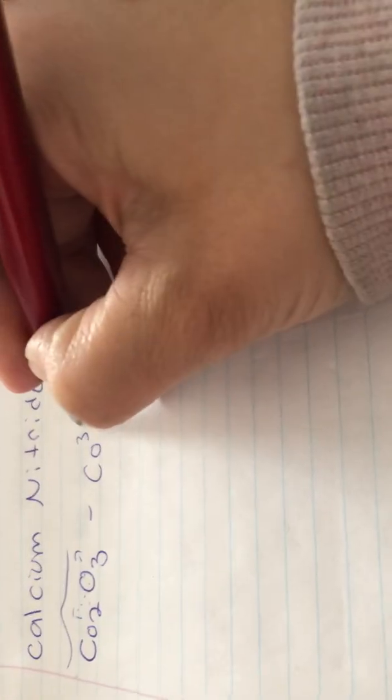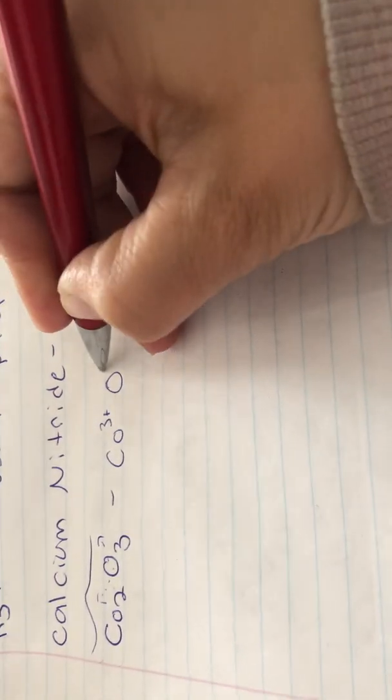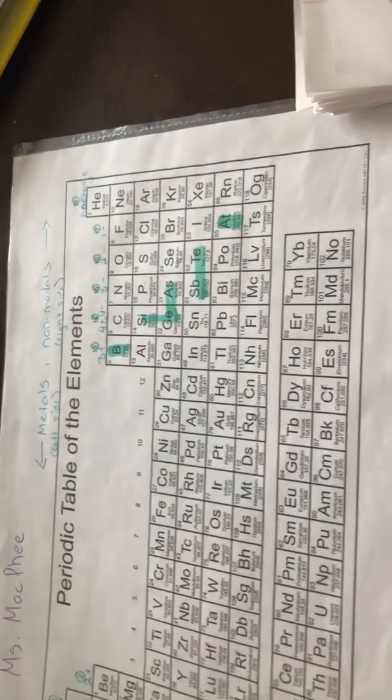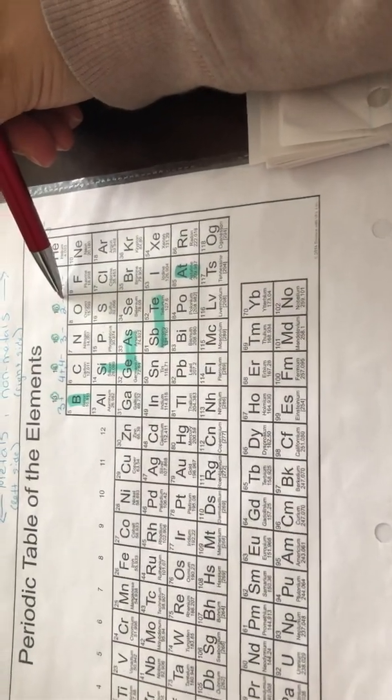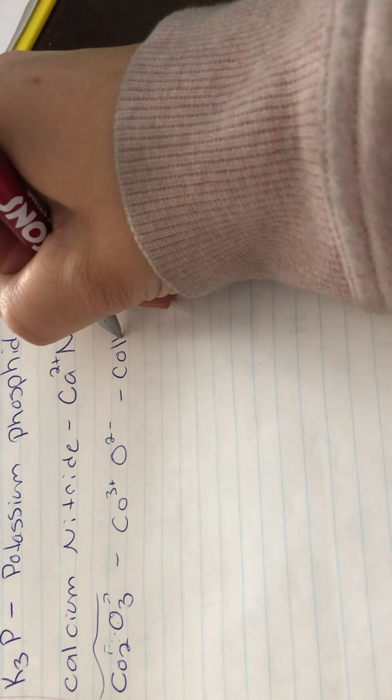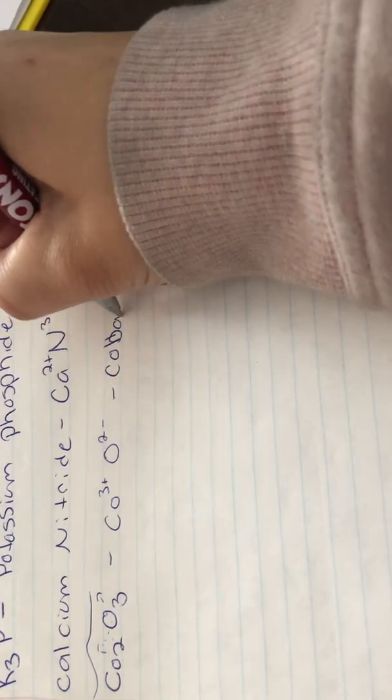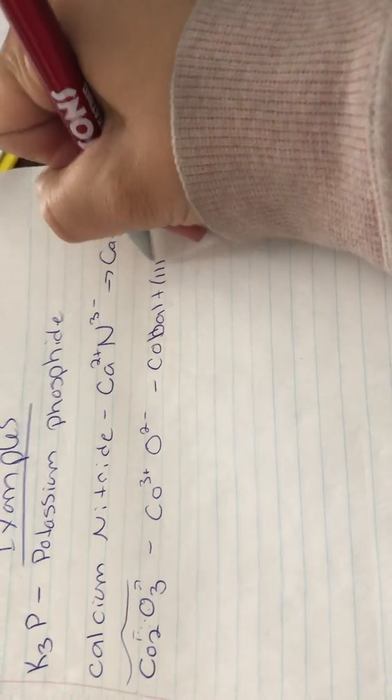So we need to use Roman numerals. What we have to do with this is name it, but we also need to figure out what charge is on cobalt. So I'm going to cross back the charges. Cobalt would have a charge of 3, and oxygen would have a charge of 2. Oxygen's charge is 2 because it's in column 16, it has a 2 minus charge. Therefore, cobalt has a charge of 3. So we name that cobalt, C-O-B-A-L-T, cobalt 3, Roman numeral, and then oxide. So again, always changing the ending to IDE for these compounds.